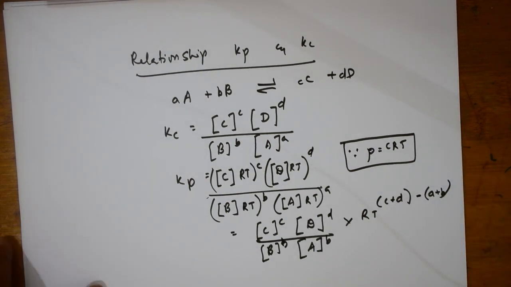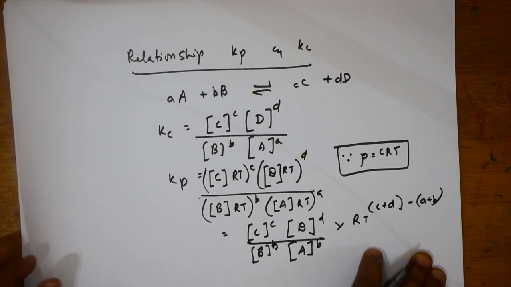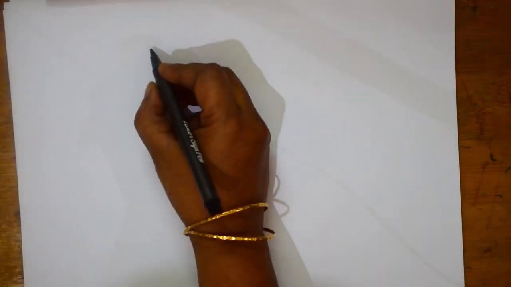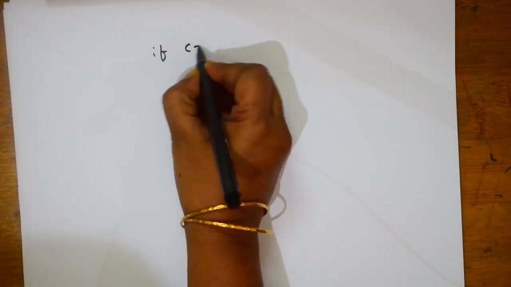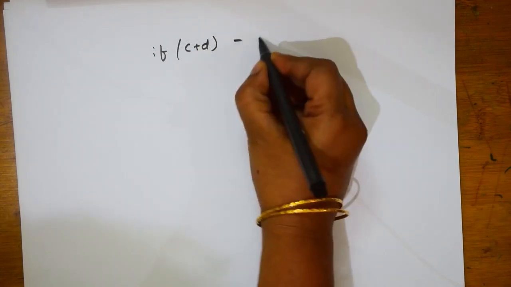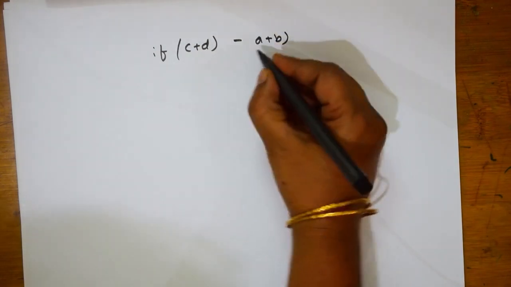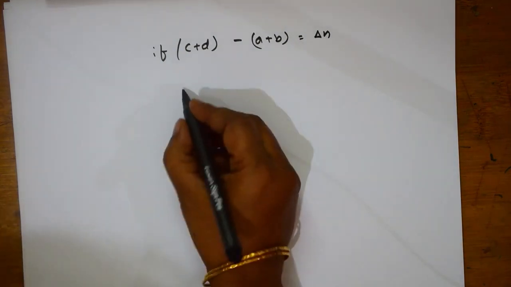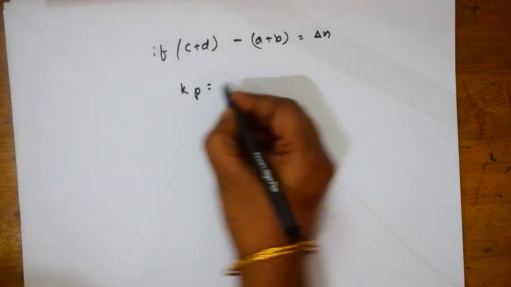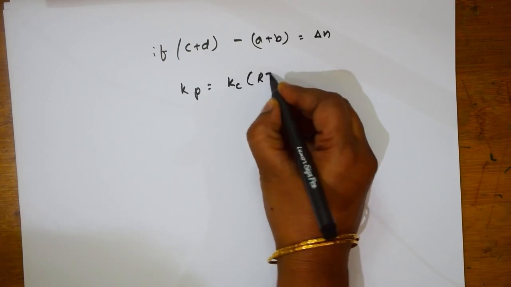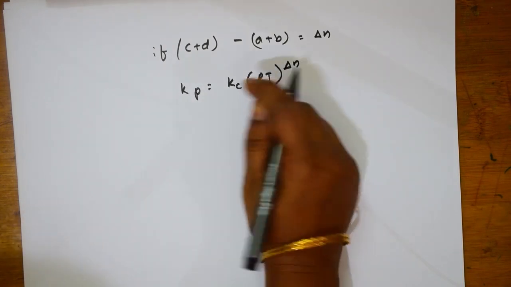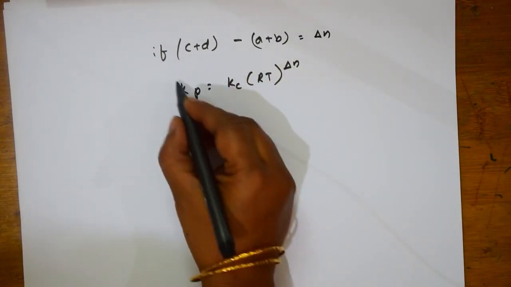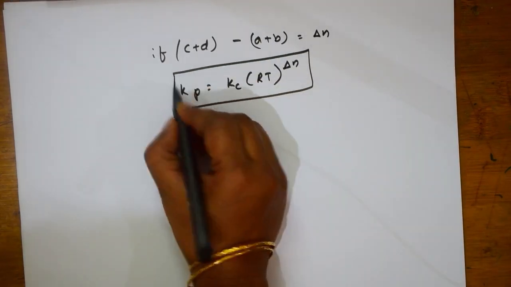Yes. So now let me write. I'm not yet completed. Let me finish it off. Now, if c plus d minus (a plus b) is capital N, so delta n. If I write like this, then how can I write? Kp is equal to Kc (RT) raised to delta n. That's it. This is the relationship between Kp and Kc. This formula you need to remember carefully.